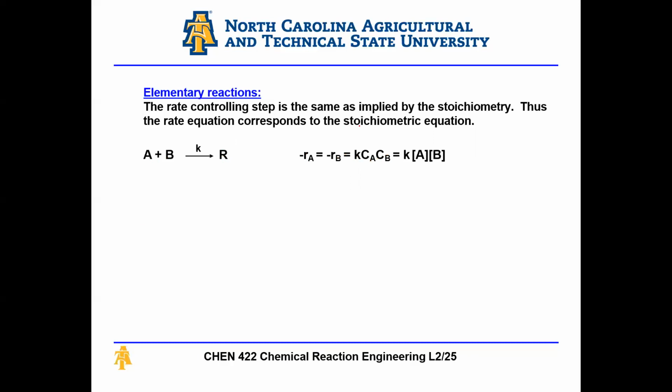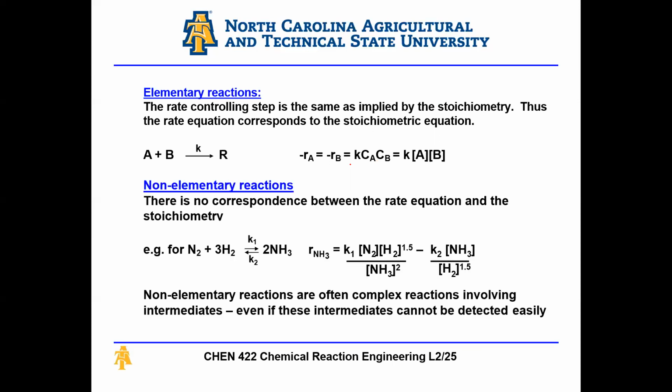So your rate equation corresponds to your stoichiometric equation, as opposed to a non-elementary reaction, where there's no correspondence between the rate equation and the stoichiometry. A very common one is formation of ammonia. So I have nitrogen plus hydrogen giving ammonia. If you do this in the lab and try to measure all your concentrations and get your rate equation, you'll find it's something completely different from what you see in your stoichiometric equation. So I have k1 and 2H2 to the 1.5 minus this and that, very different.